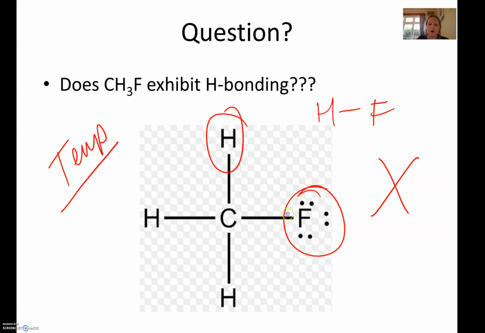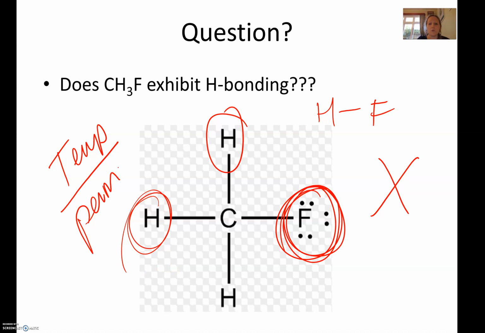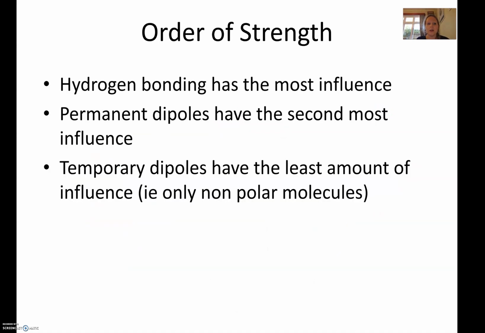And second of all, it's polar because of this F not being the same as this H. And so therefore the dipoles do not cancel. So it'll also have permanent dipoles, but it won't have H bonding. So hydrogen bonding has the most influence, then permanent and then temporary dipoles.